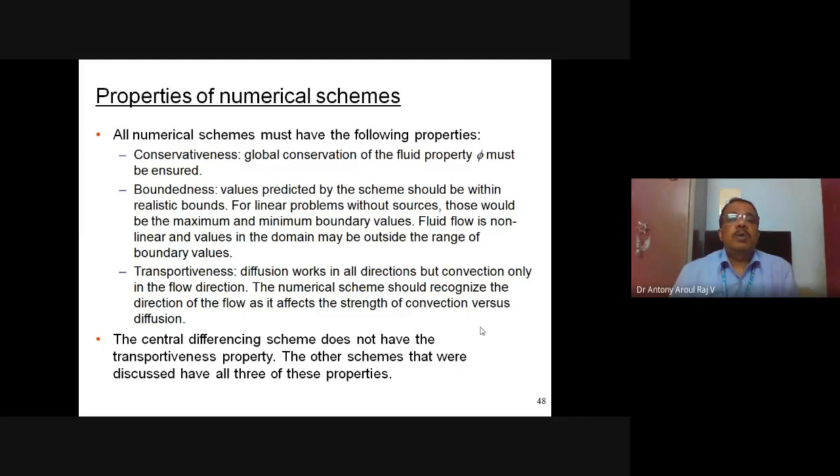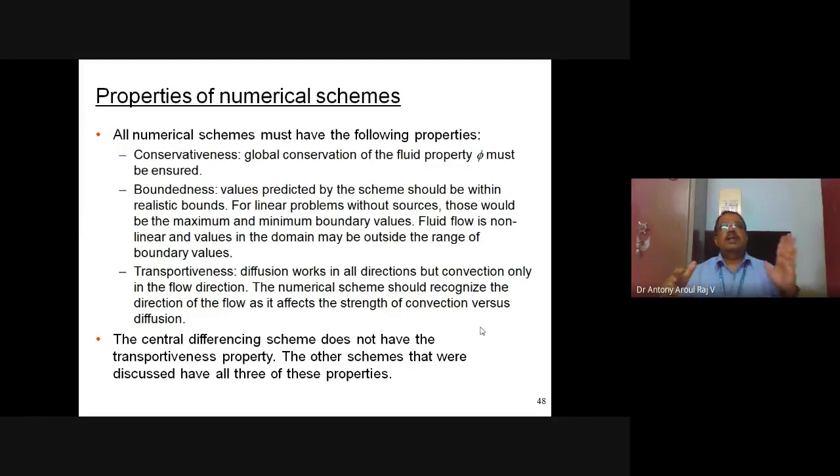Next is boundedness. What is boundedness? Boundedness is also called stability. Whenever you are trying to solve a problem using an iterative method, or even a transient method, a simple way to understand stability is this: inside the domain you will give a lot of boundary inputs. The values that you are calculating inside the domain should be within the boundary conditions.